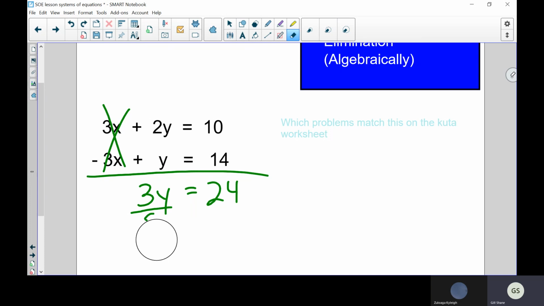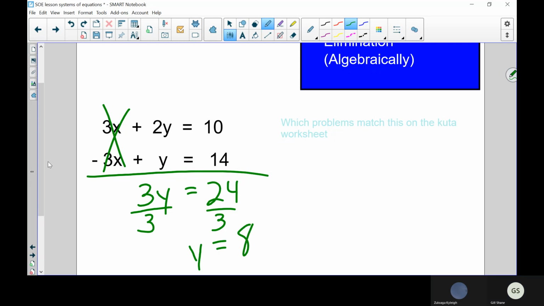Go, I'm listening. Because the x's cancel out. Yeah, the x's were already set up to cancel out in this problem. If they have the same number and opposite signs, they'll cancel out. Just like when we solve a two-step equation, we add the opposite. So y equals 8. I am not done. In all of the elimination problems, you're going to have to solve for both variables.